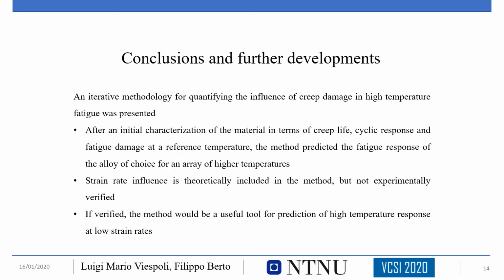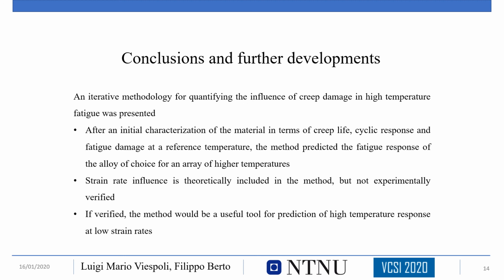Concluding, the methodology presented, which requires a first characterization of the material in terms of creep life, cyclic response, and fatigue at the reference temperature, has produced accurate results in the case presented. In theory, it should be able to account for the impact of a modification of the strain rate as well, but this has not been experimentally proven so far.